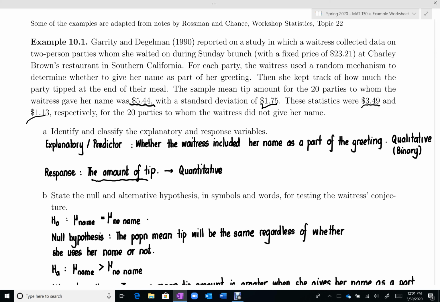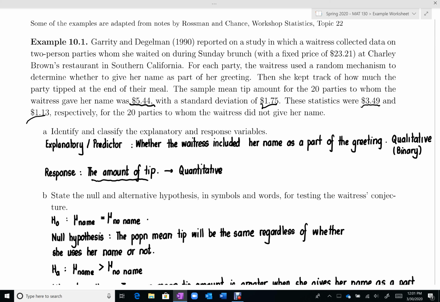Right, so the response, which is the amount of tip, is going to be a quantitative variable because we have a measurement here, and the explanatory is a qualitative. Right, so this is also something called a binary variable, because there's two options here. This is a yes, no, right? So the waitress either included her name as a part of the greeting or did not include it. So this is a binary variable. So this is a qualitative one.